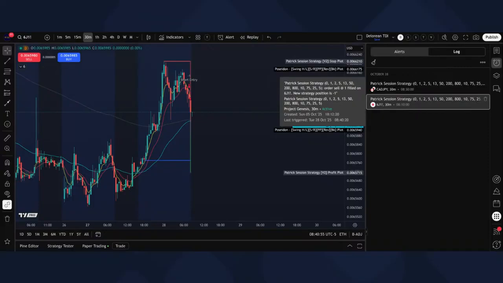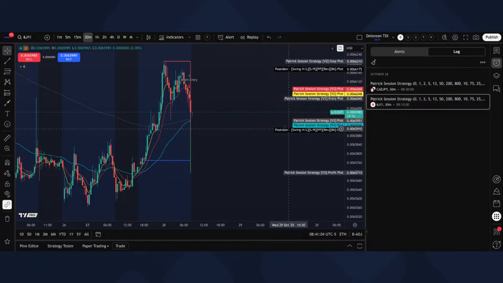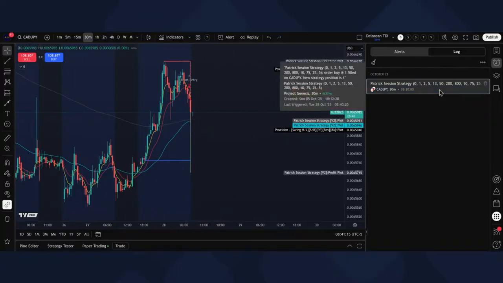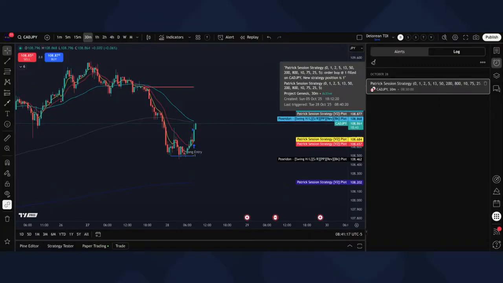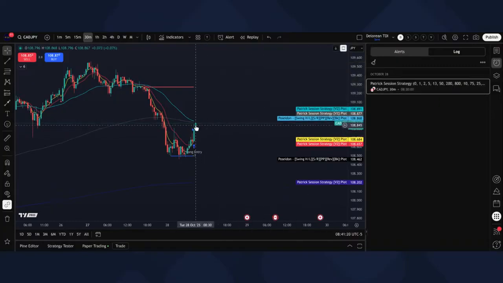So I don't really like that setup on 6J1, mostly because the EMAs are too close. It gives me pause it's going to use this as support and then take off the other direction. I don't like that at all. We have the same thing on Canadian dollar versus Japanese yen. We need space, so we're not taking that.